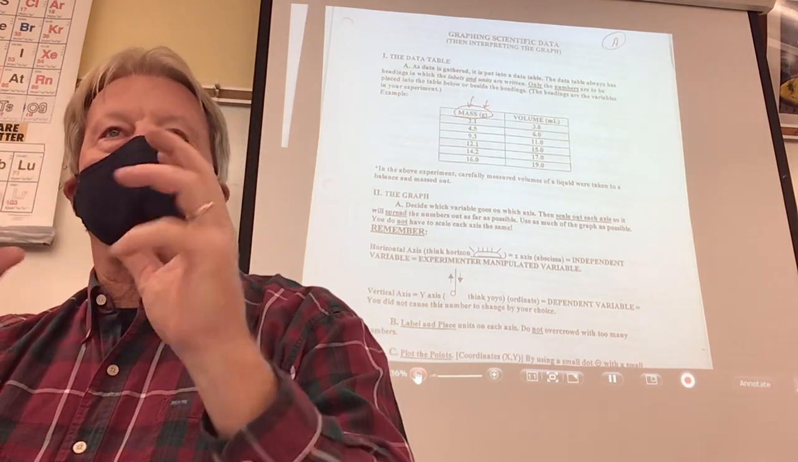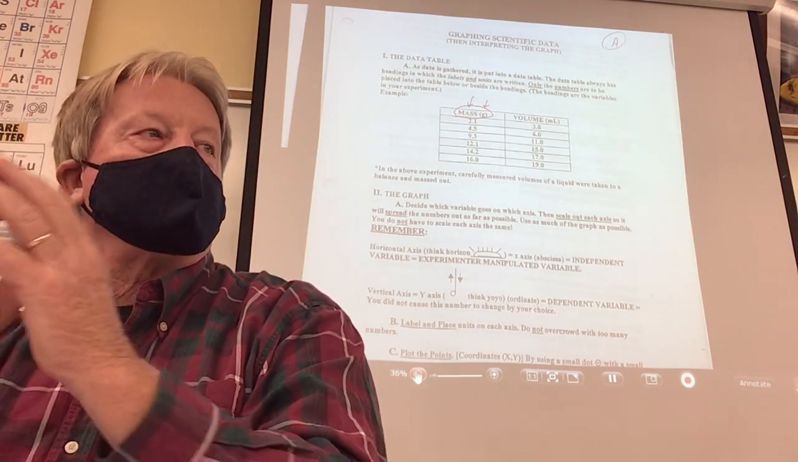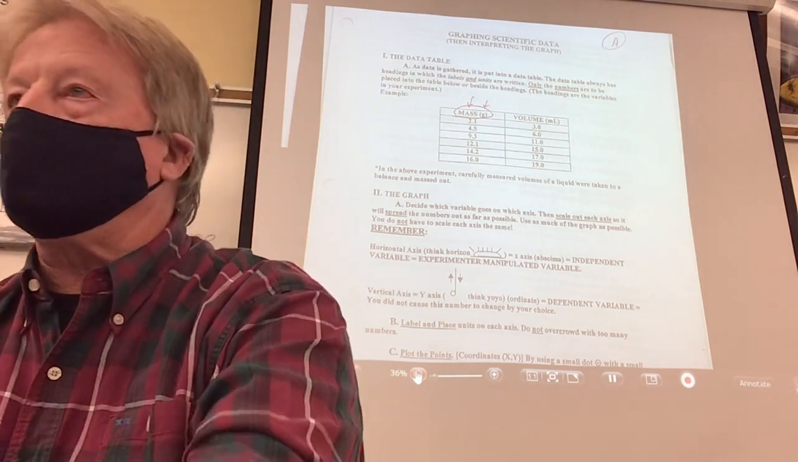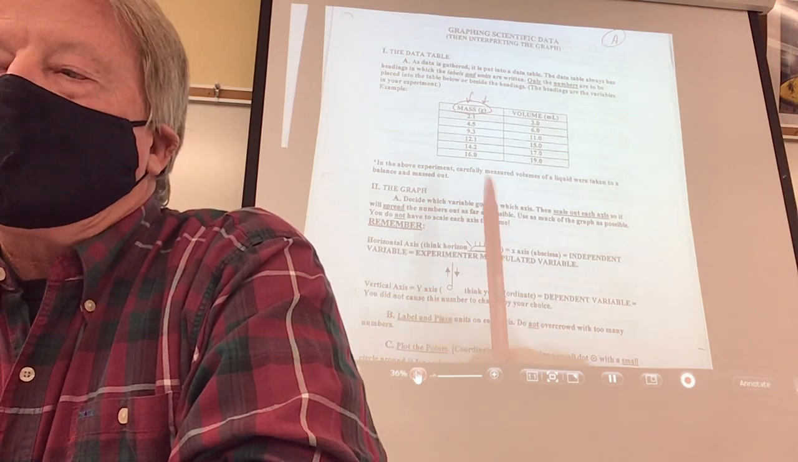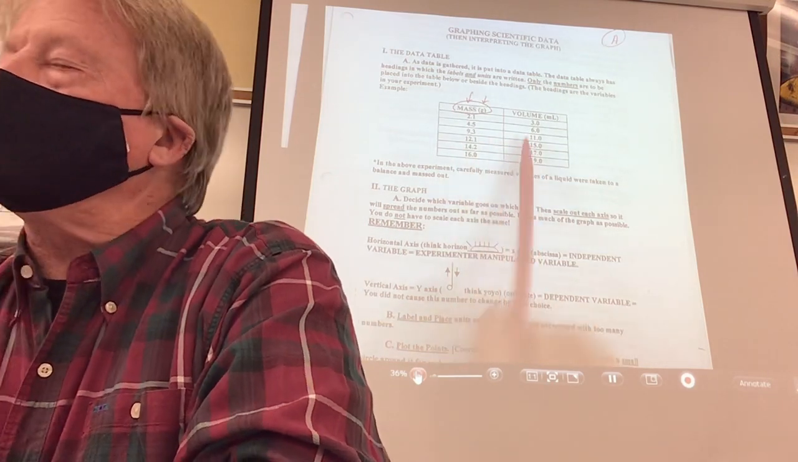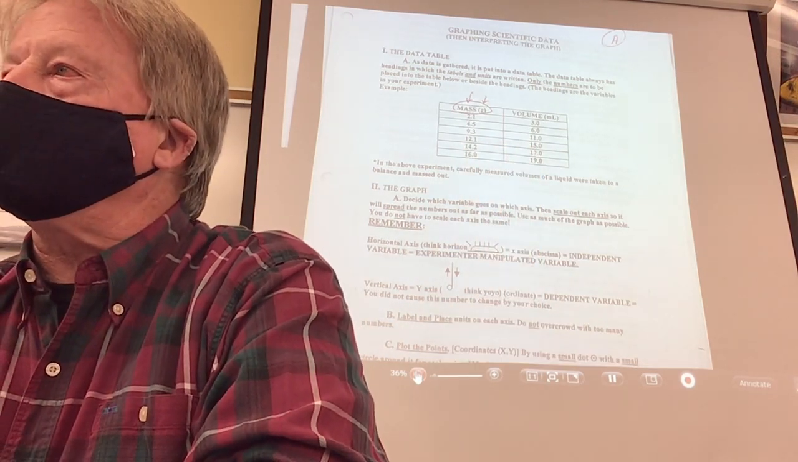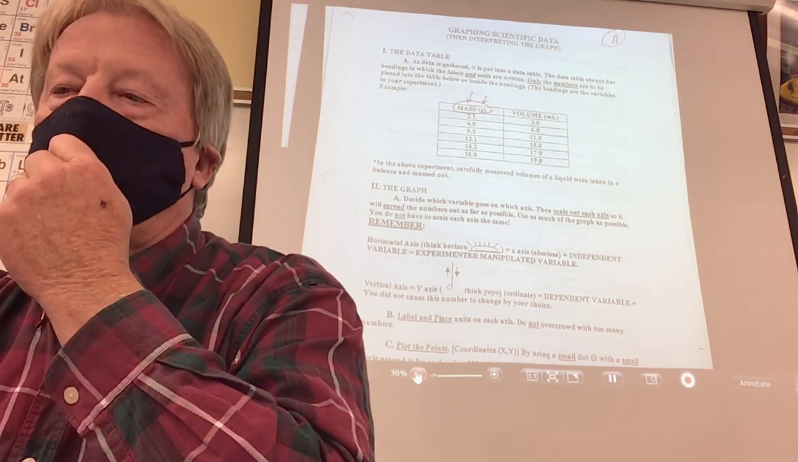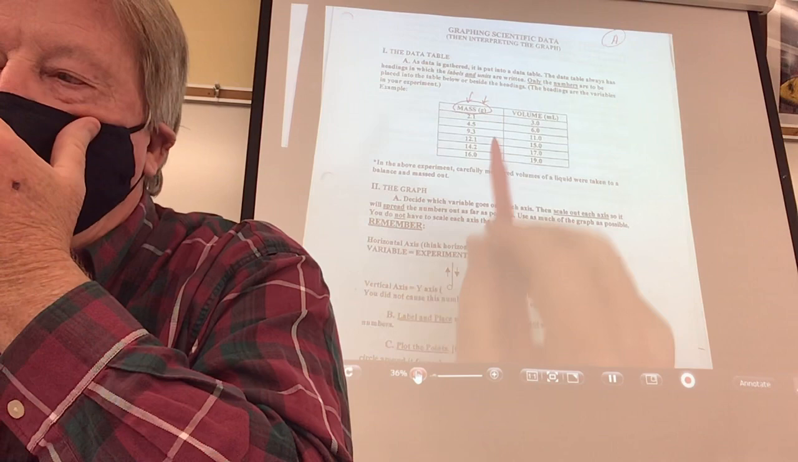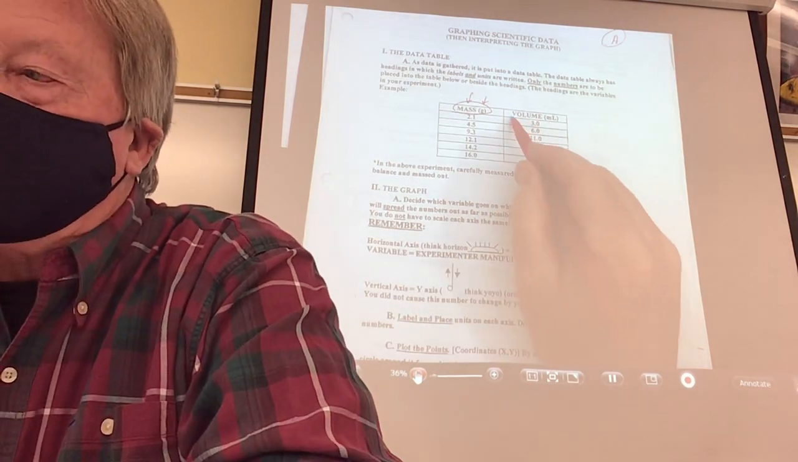They either have a table or a graph, and they want you to look at numbers, maybe look at a data table. And I'll tell you right now, the faster you can figure out which is the independent variable and which is the dependent variable, the faster you can get a picture of what this person was doing. Now, look at this right here. What we see is these two things.